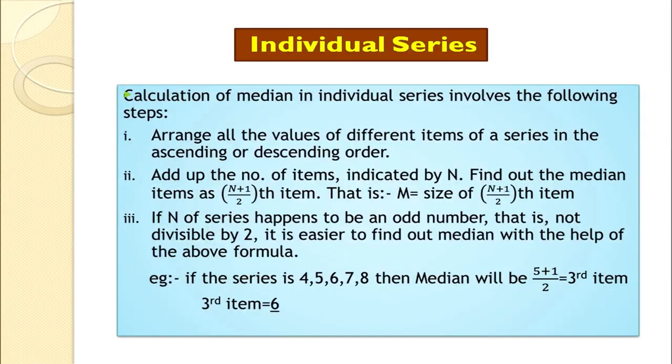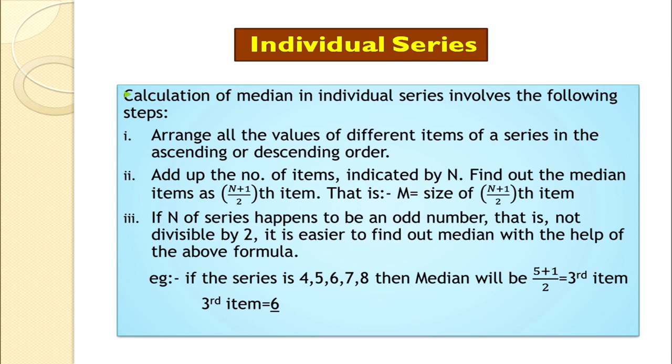Once you have arranged the data, add up the number of items, indicated by n. So we must know the total number of items. We count them and it is denoted by n. Then find the median item as the (n plus 1) by 2th item. Then median is equal to the size of the (n plus 1) by 2th item.